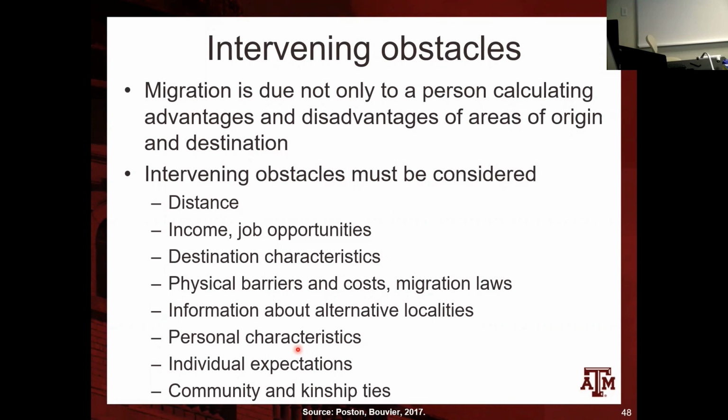These other factors, community, kinship ties. It's related to social networks. Again, related to the set of information that I have about other localities. If I have friends, if I have family living in another area and I have information about job opportunities, I will tend to move there because I have better chances of getting jobs. If I don't have information, if I don't have anyone living there, my chances of moving are going to be much lower.